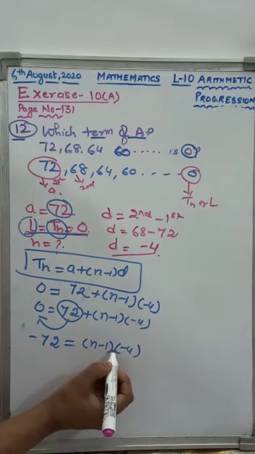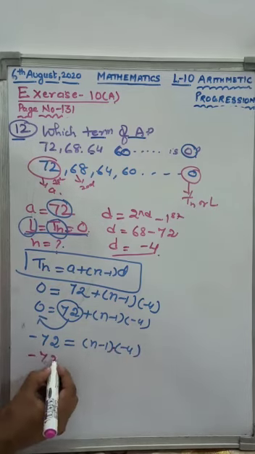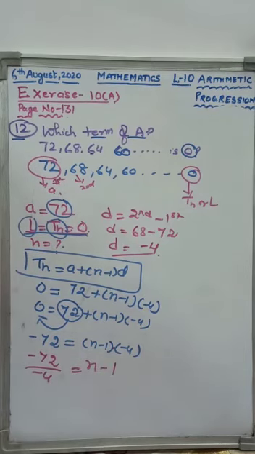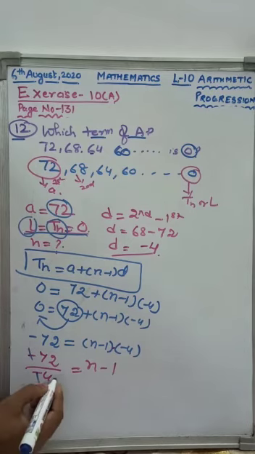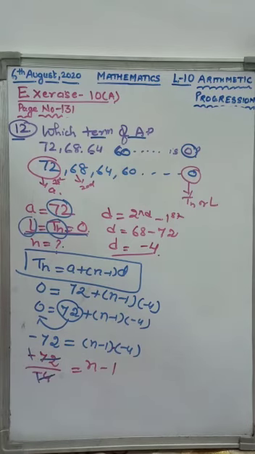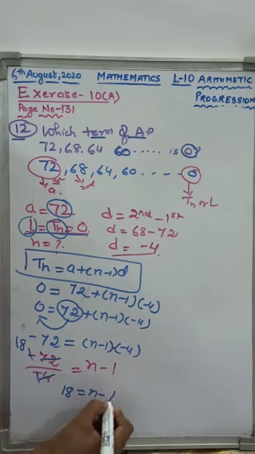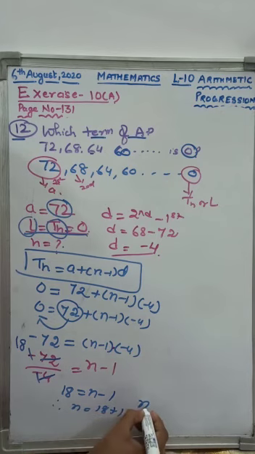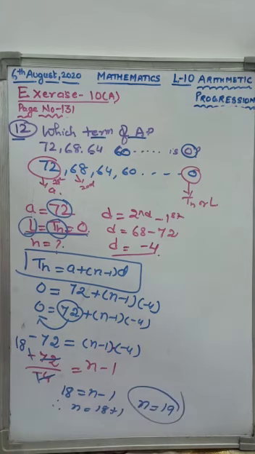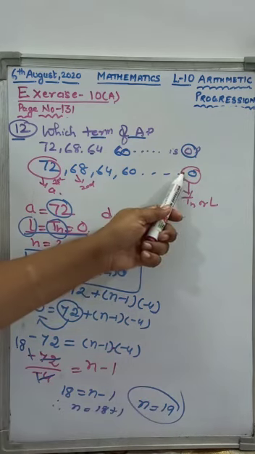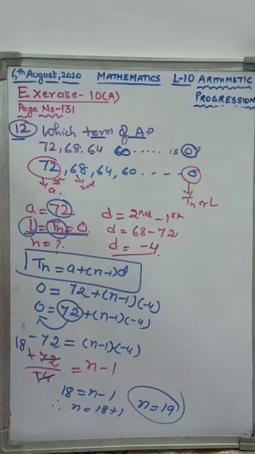Now these two are in multiplication. So what we will do is 72 by minus 4 equals n minus 1. When you cancel, the minus signs will be cancelled. You will cancel with the table of 4, this will go 1 and 8. So 18 is equal to n minus 1. Therefore n will be equal to 18 plus 1. N is coming out to be 19. That means this 19th term will be 0. The 19th number will be 0. Is that clear? So this is question 12.